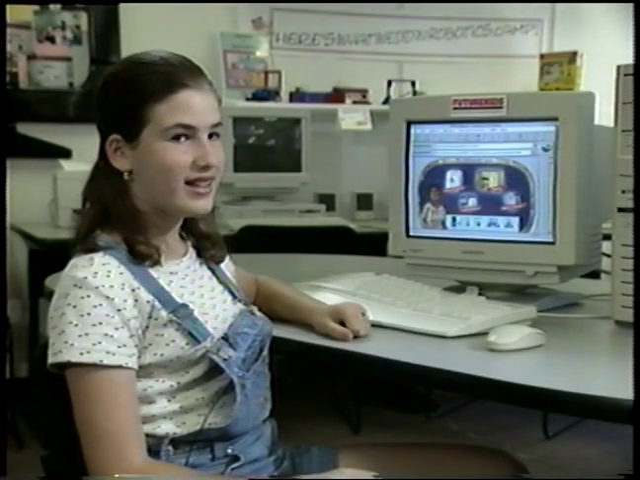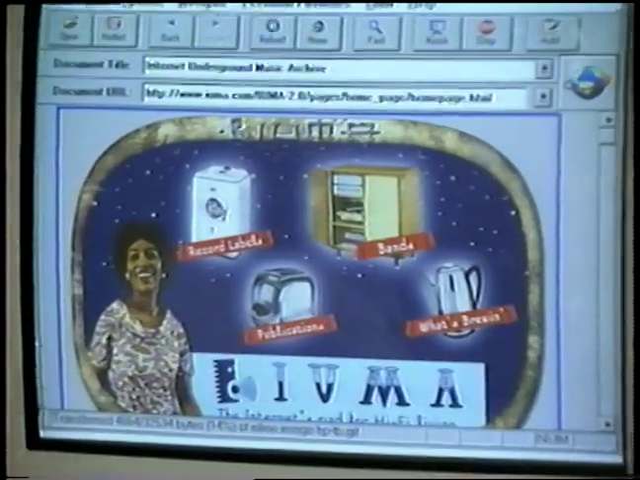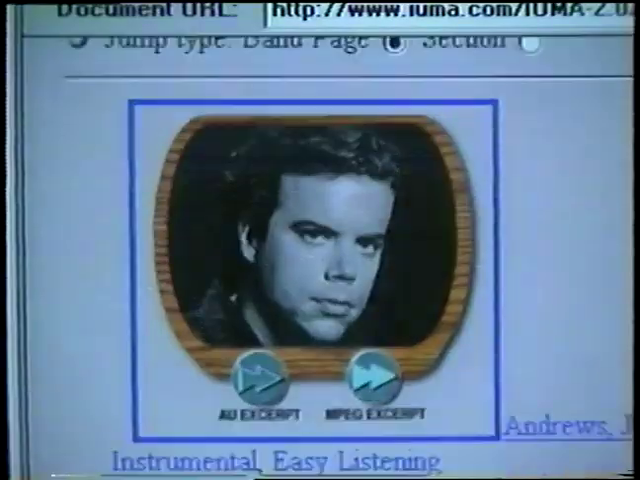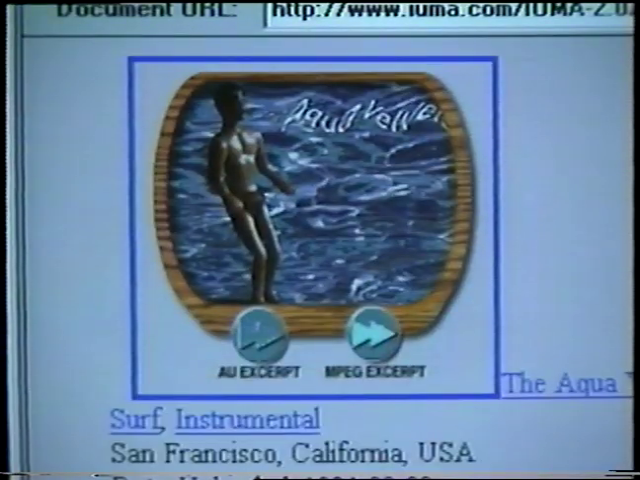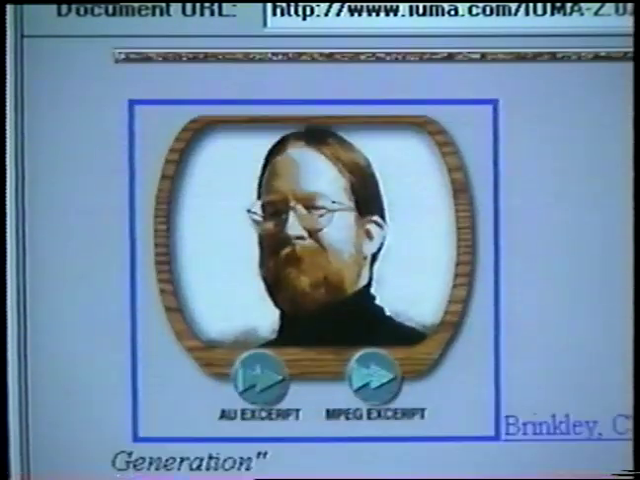I play the clarinet and I love all kinds of music. And I found this wonderful place on the World Wide Web called IUMA. That stands for Internet Underground Music Archive. There are over 800 bands, all different types of music from all around the world. And I can pull down and listen to samples anytime I want. And it's a lot of fun.